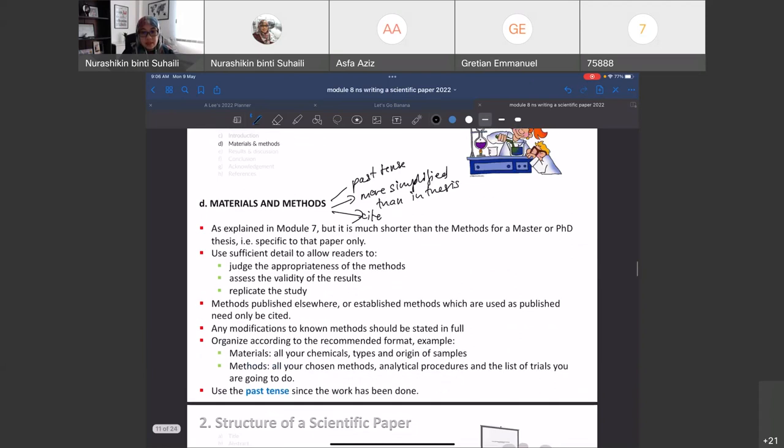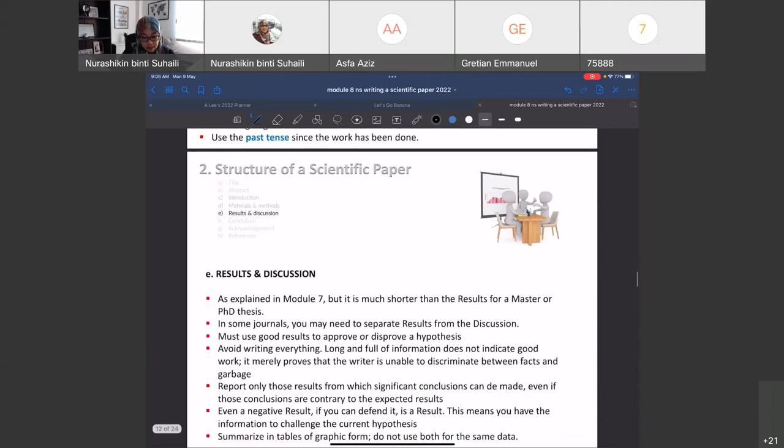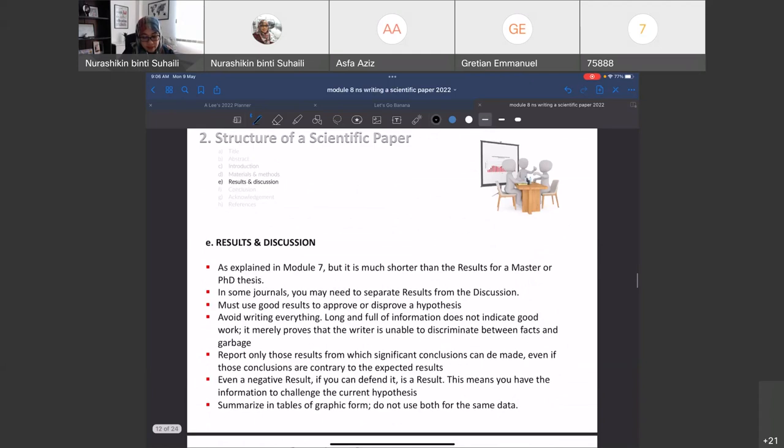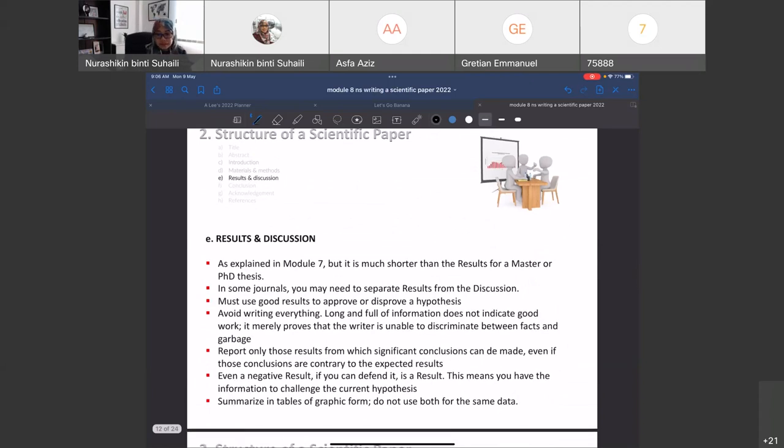I'll go into an example of an article after this to see how it looks in an article. And then the next section, results and discussion. This one is, again, much shorter than the results for a master's or PhD thesis. So that's the biggest difference.